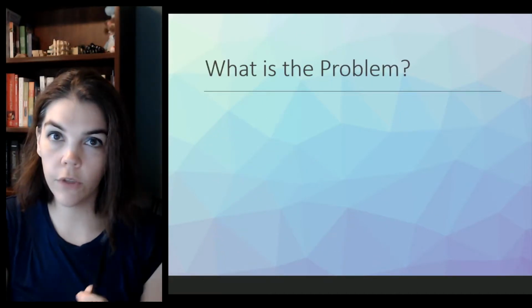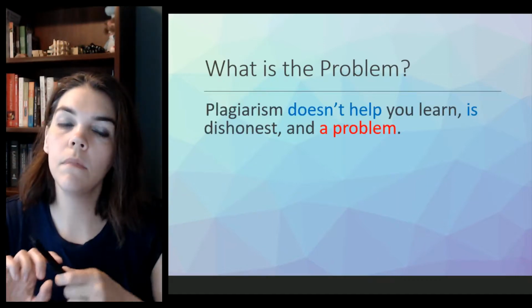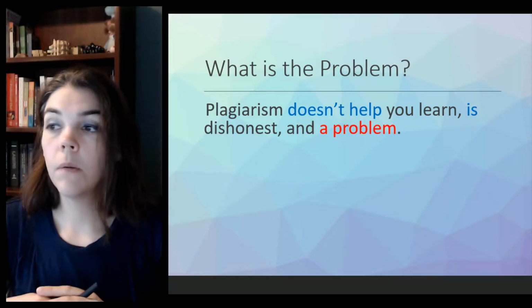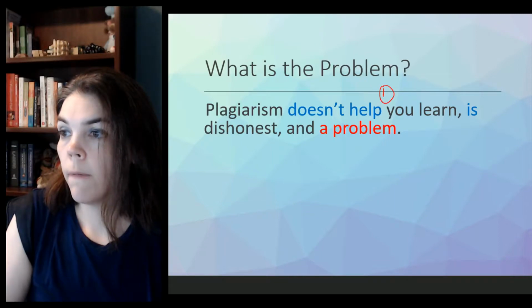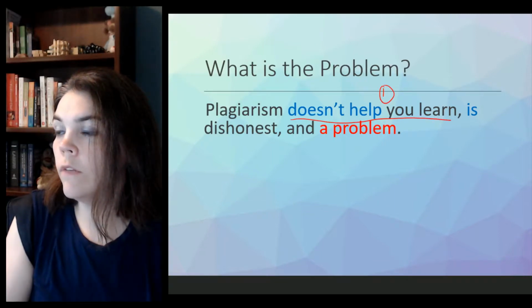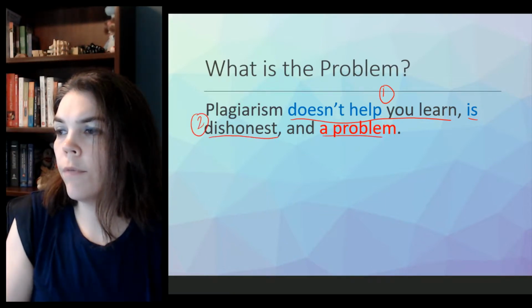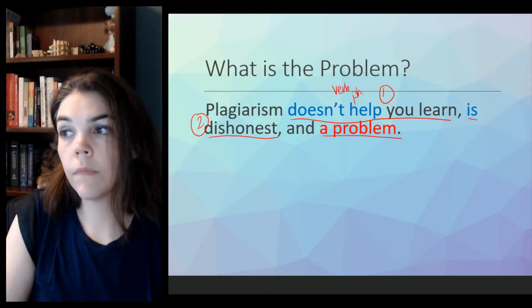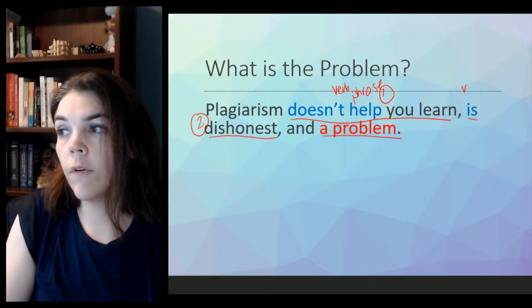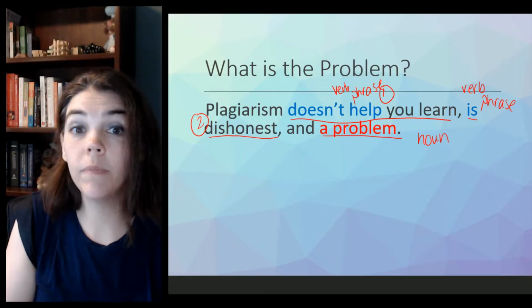So let's return to those first 2 sentences that I gave you at the beginning of this presentation. So here's my list. Plagiarism doesn't help you learn. That's number 1. Okay. Is dishonest. 2. And 3, a problem. So here we see verb phrase. Here's another verb phrase, and then we have a noun. That's not parallel. That's the problem.